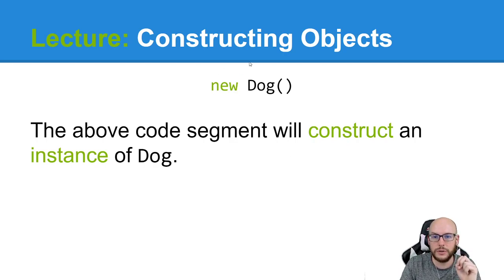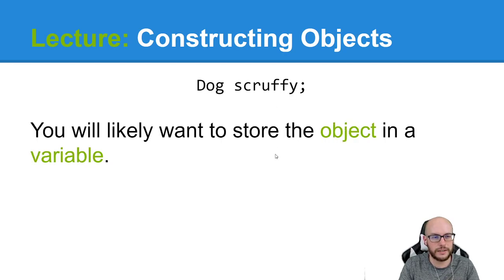We're going to say new dog. You've seen the new operator before. We've actually made objects before, technically. And here you see dog. That should also look a little bit familiar to you. We'll come back to that. You will likely want to store the object in a variable. Interesting. Here I actually have a variable declaration. We have dog, a data type. We have Scruffy, a variable name.